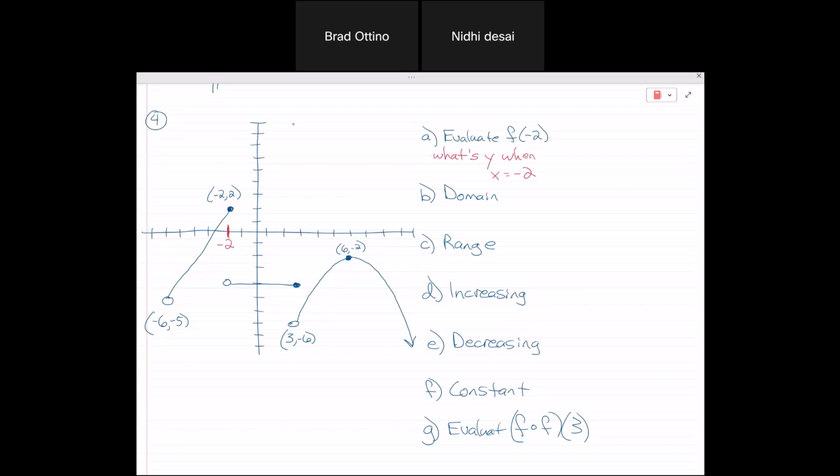And it looks like we have 2 points. We have an open circle and a closed circle. If we want to know what the actual value is, we have to go to the closed circle. So it looks like that answer is going to be negative 2, 2. So the answer is, what's the y value when x is negative 2? The y value would be positive 2.